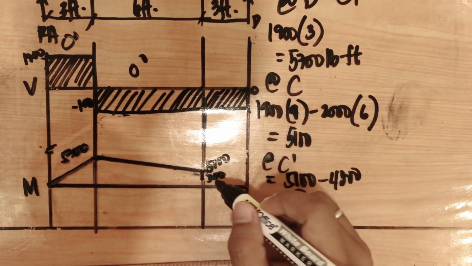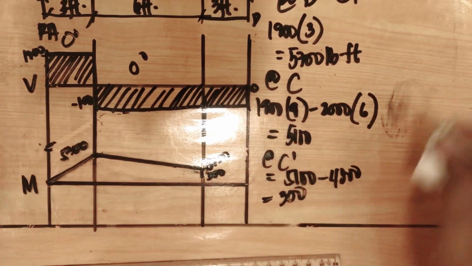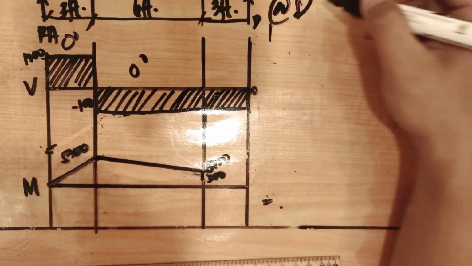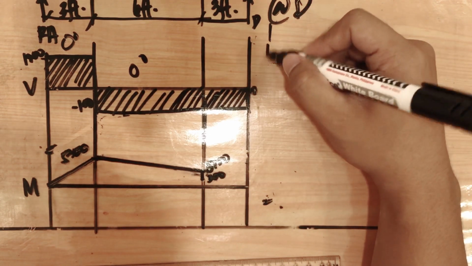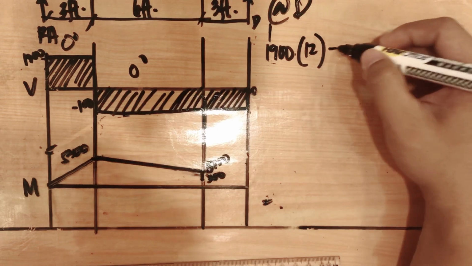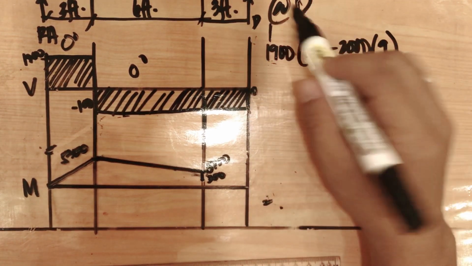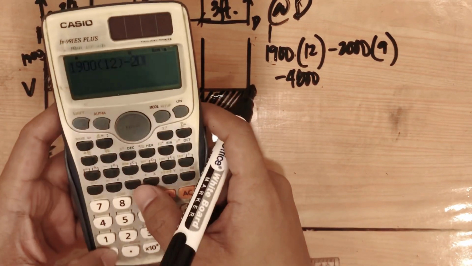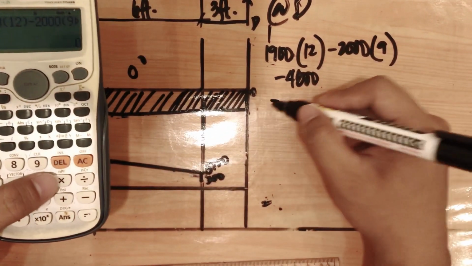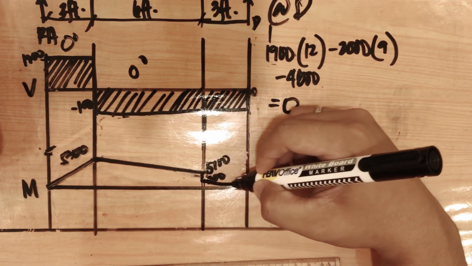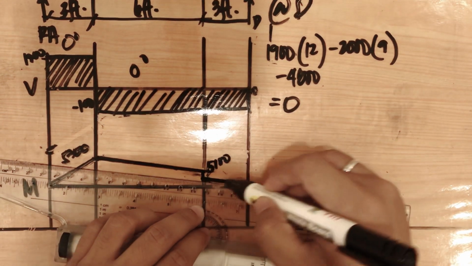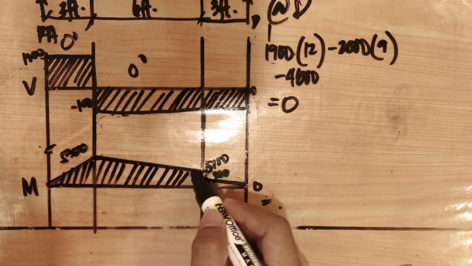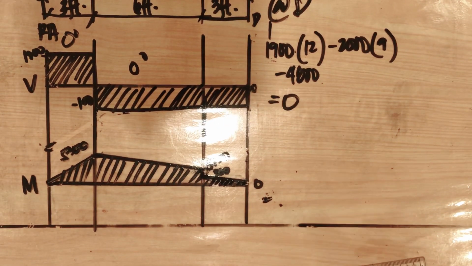Then next, wala na naman load. Pero pwede na natin siyang madraw kung magmo-moment tayo at point D. At point D, RA natin is 1,900 times 12 minus 2,000 times 9, minus 4,800. So ilan yung ating moment at point D? 1,900 times 12 minus 2,000 times 9 minus 4,800, so moment natin equivalent to 0. So from 300 to 0. Ayan, so ito na yung ating moment diagram for the beam shown. So, that's all for problem number 3.